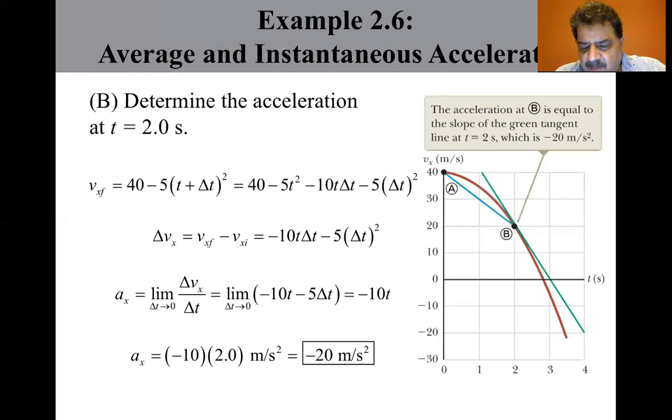Notice that the answers to parts A and B are different. The average acceleration in part A is the slope of the blue line in the graph connecting the points A and B. The instantaneous acceleration in part B is the slope of the green line tangent to the curve at point B, that green line right there.